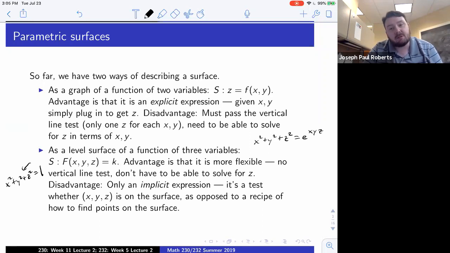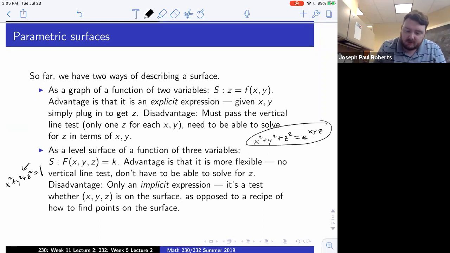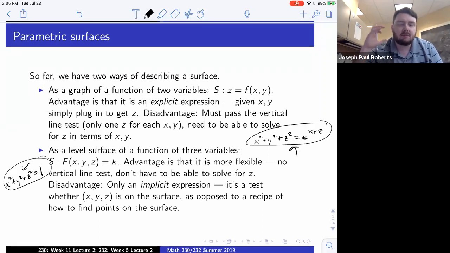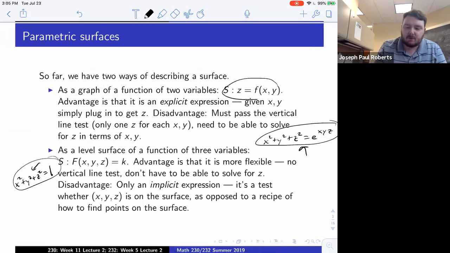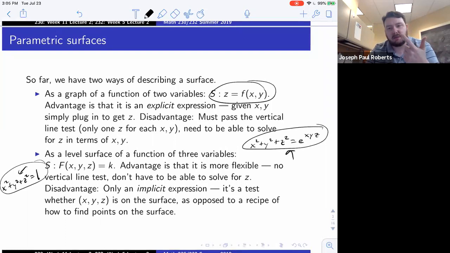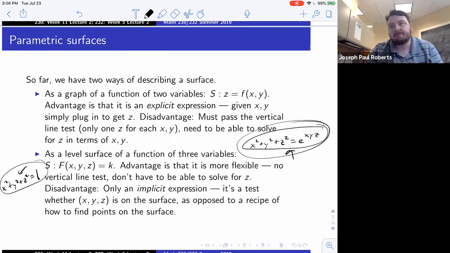The disadvantage, I guess, is that it is only an implicit expression. With the sphere, it isn't so bad because you could solve for z as plus or minus the square root. But for something like this, I don't really have a way to generate different points on the surface. It's more of a test for whether or not x, y, z is on it. It doesn't give me a recipe for finding points in the same way that with the graph expression, I pick x, pick y, and immediately it gives me z. That's a recipe for finding points on the surface. But something like this is not really a recipe for finding points on the surface.